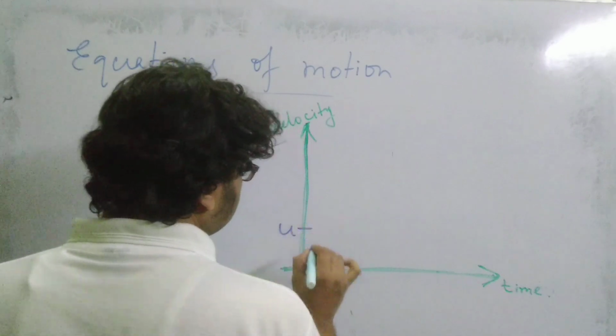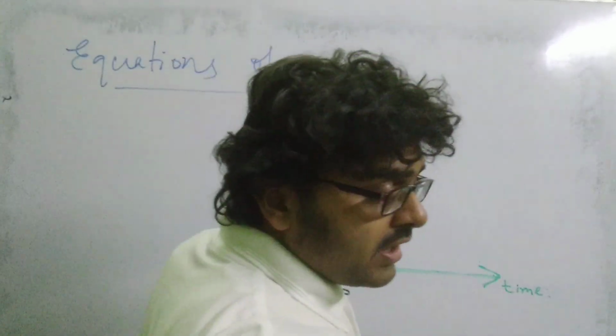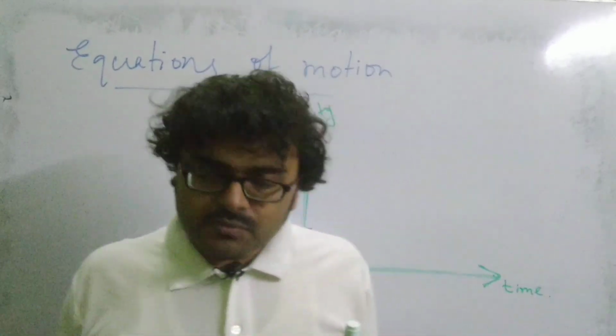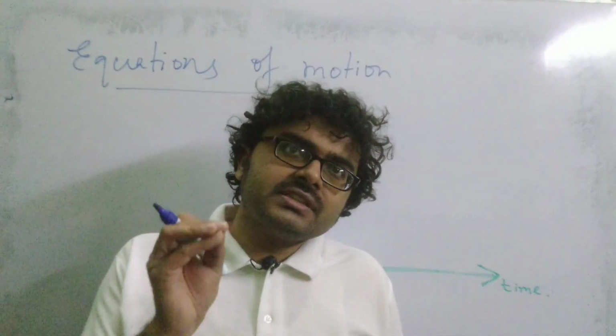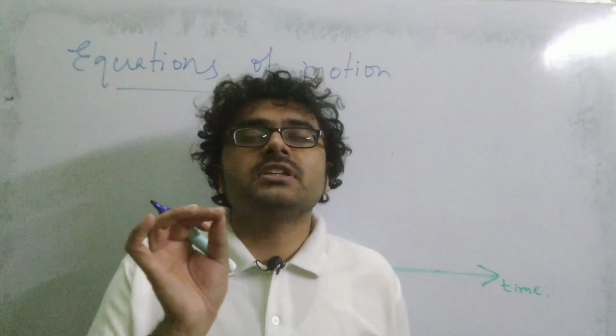So at t = 0 the body already has velocity u, and we are analyzing the object from that instant of time. We are considering that time to be t = 0, when the velocity is u.